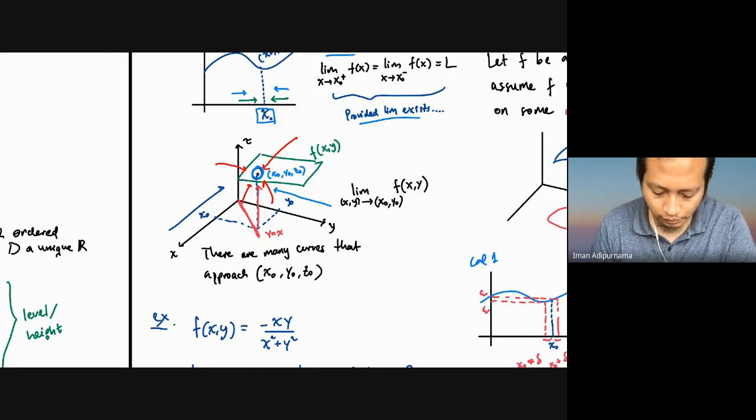Let's say it's this point, okay? To approach that, we can approach from many angles, from many curves that we might have, okay? We can approach from here, from this, right? We can approach from anywhere. There are many curves that can approach the point, okay?